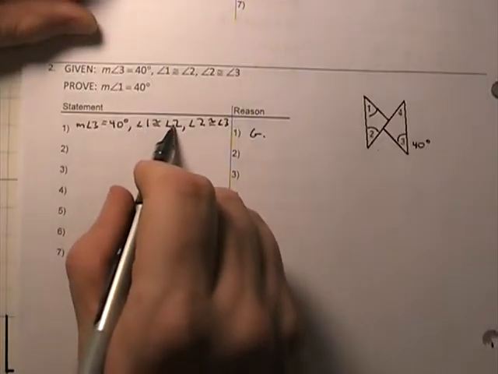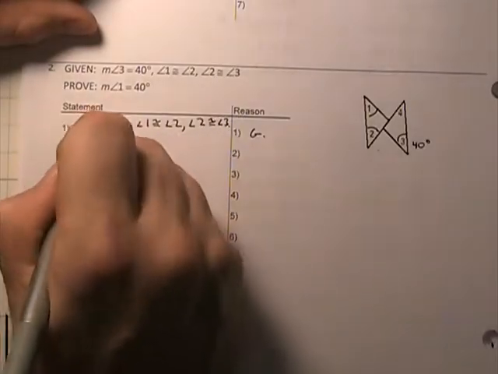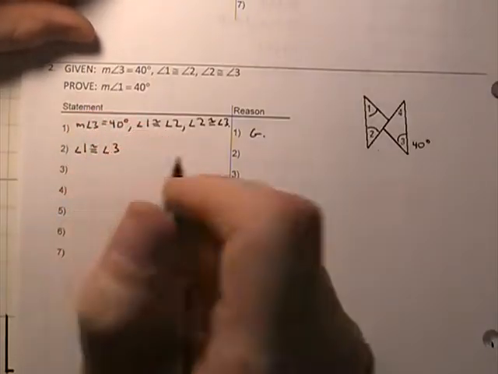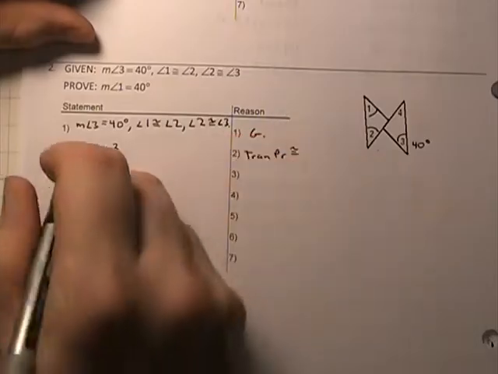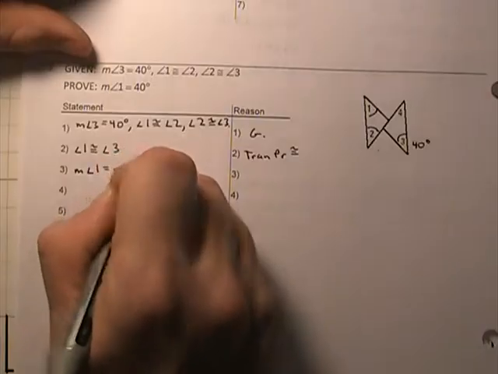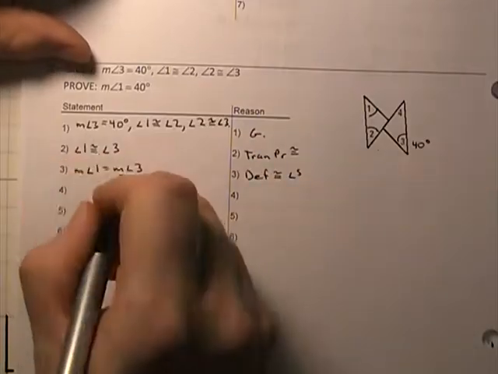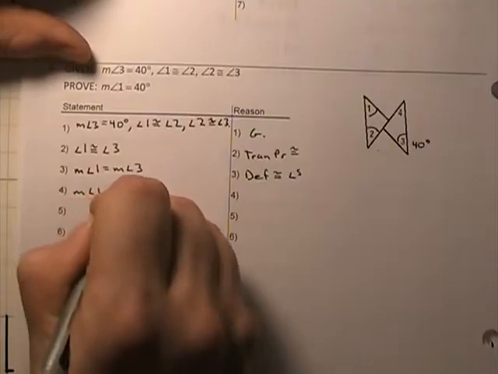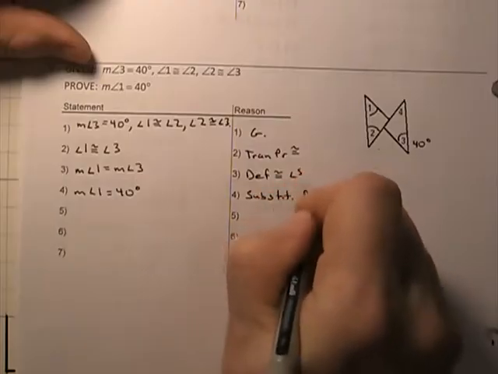And we've got that transitive property situation. If A is congruent to B, and B is congruent to C, then A is congruent to C. So we can say that angle 1 is congruent to angle 3, transitive property of congruent angles, and therefore the measurement of angle 1 equals the measurement of angle 3 from the definition of congruent angles. And we can substitute in right here. We said that the measure of angle 3 is 40, so the measure of angle 1 equals 40 degrees, and that is substitution property of equality.